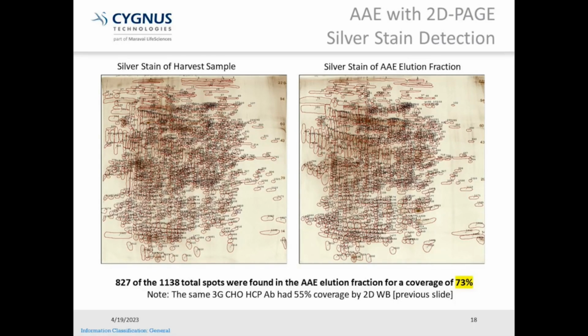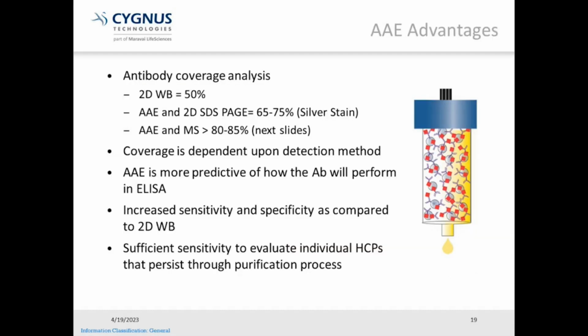In this example, the Cygnus Technologies third generation CHO host cell protein antibody was used to construct the AAE column. AAE is a powerful method in completing the host cell protein picture. It has superior sensitivity and specificity compared to Western blotting. AAE can be used to perform antibody coverage to demonstrate that the ELISA is fit for purpose, as well as analyze host cell proteins that persist through the purification process.